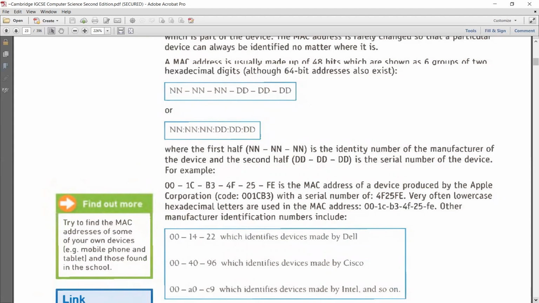And then what you need to know is the two parts. What is it denoting? The first set of N is denoting the manufacturer, and the second set is representing your serial number. So this one, again, you need to remember, it can come in your paper, and you can get very easy marks if you remember these simple things.